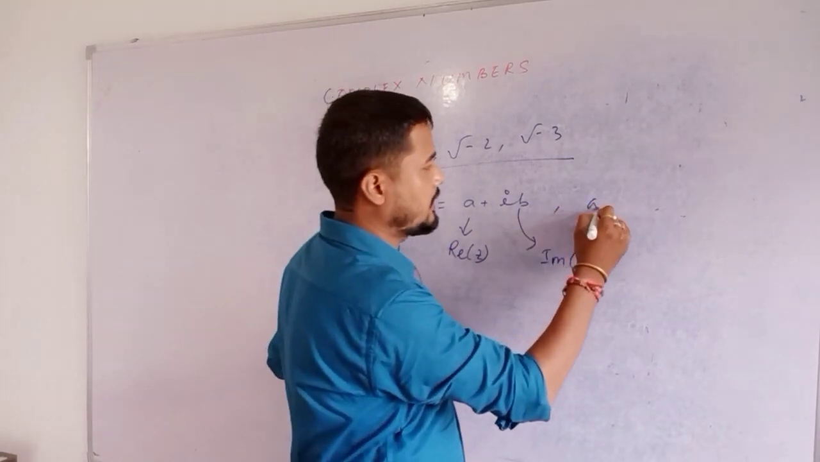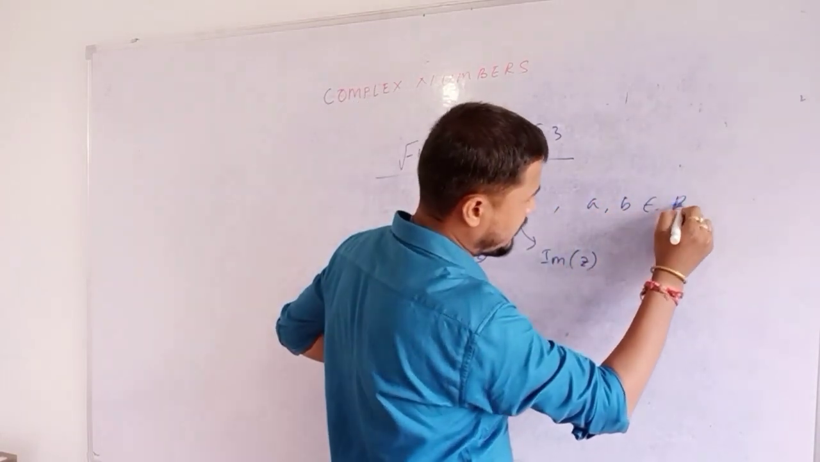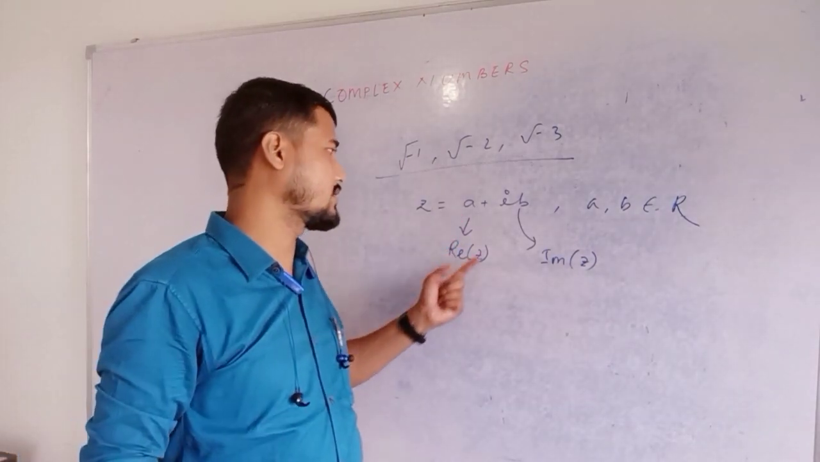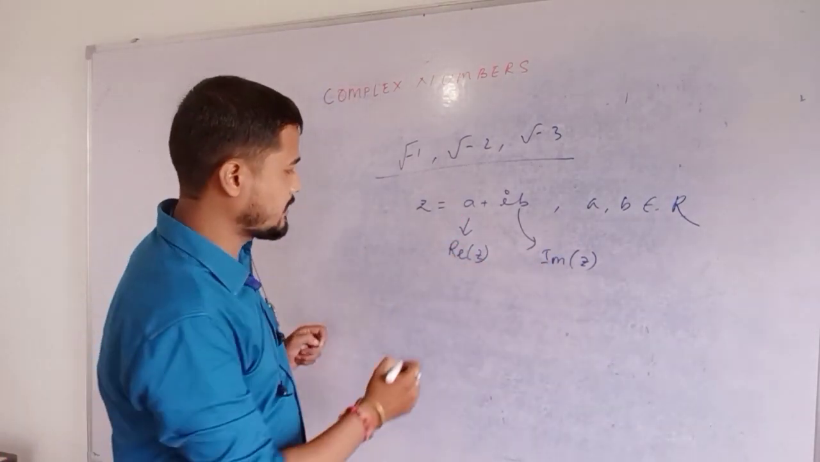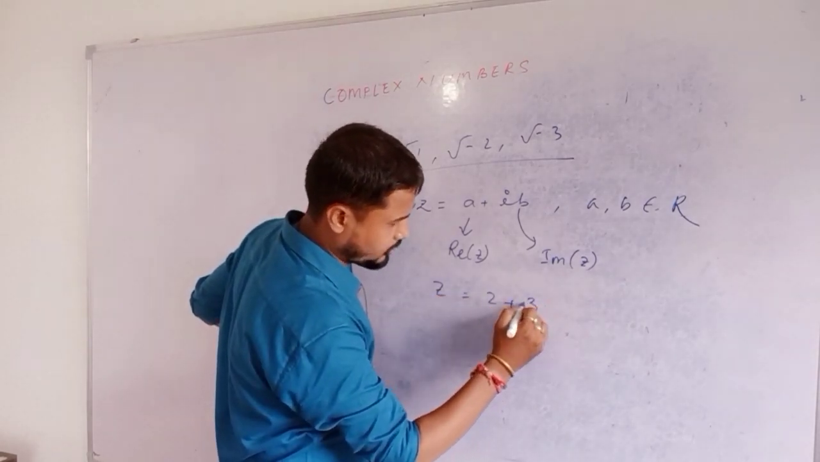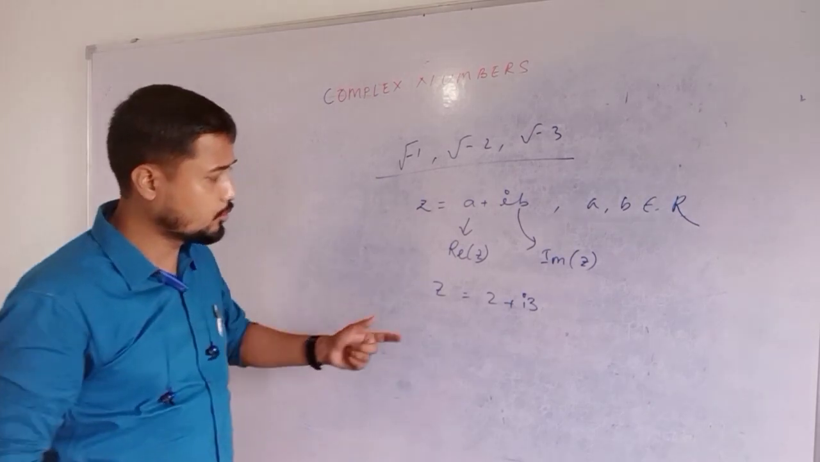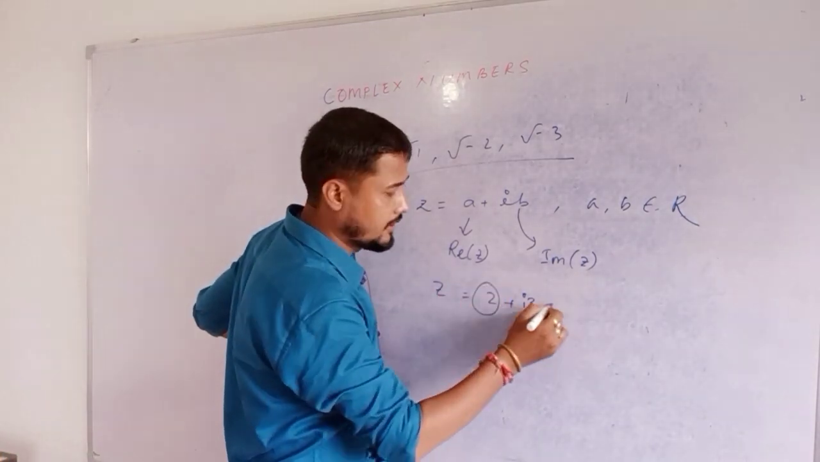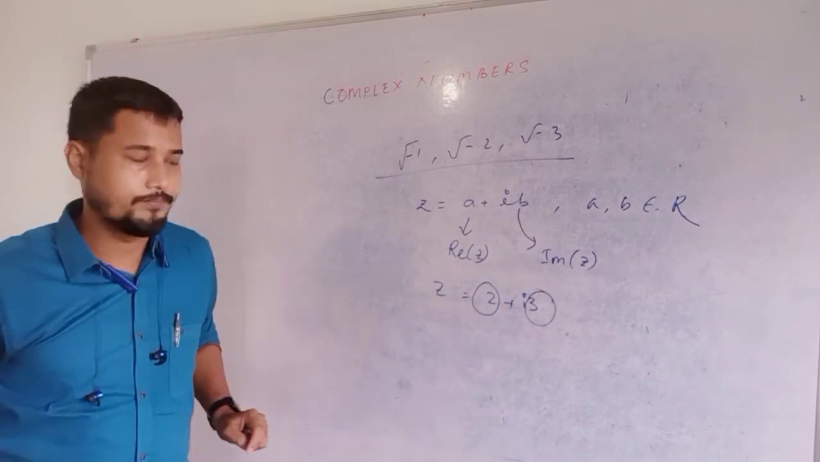That means we can write A, B belongs to R. A and B are real numbers. Example, Z equal to, suppose, 2 plus 3i. Which one is our real part of Z? That is 2. And which one is our imaginary part? That is 3.